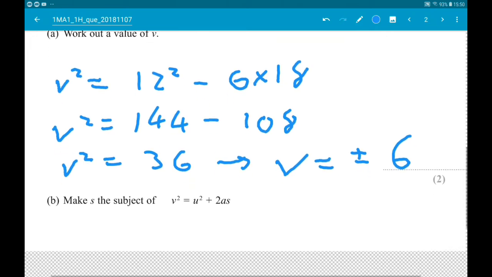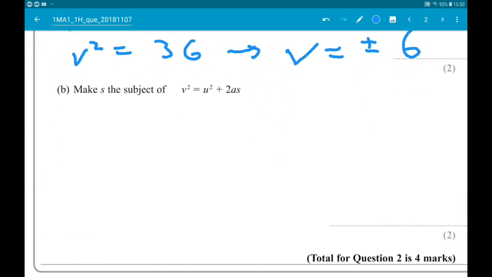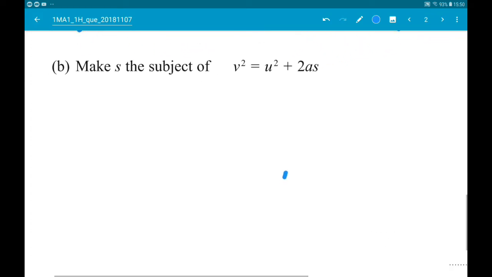Okay, then part B answers to make s the subject of the formula v squared equals u squared add 2as. So that means to get s on its own, everything else on the other side. So, first of all, I'm going to subtract u squared. So we're going to get v squared minus u squared is equal to 2as.